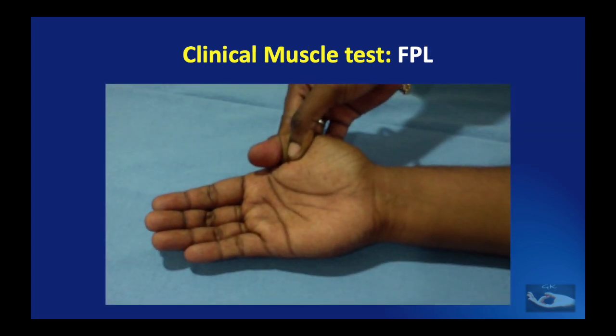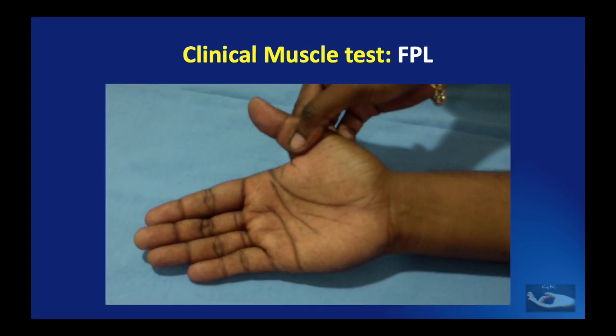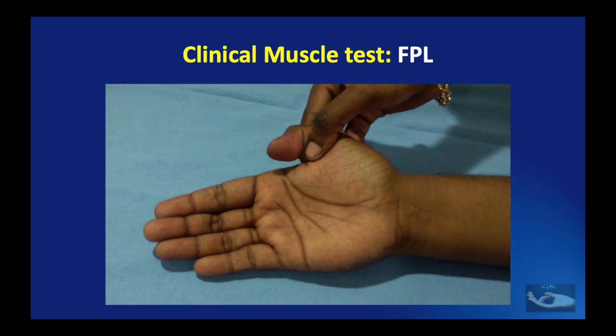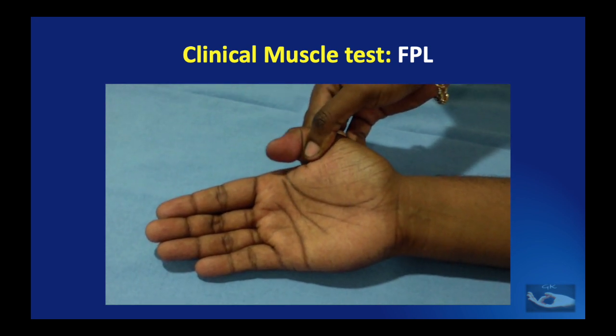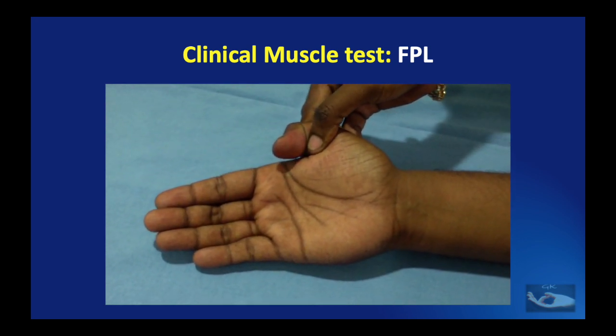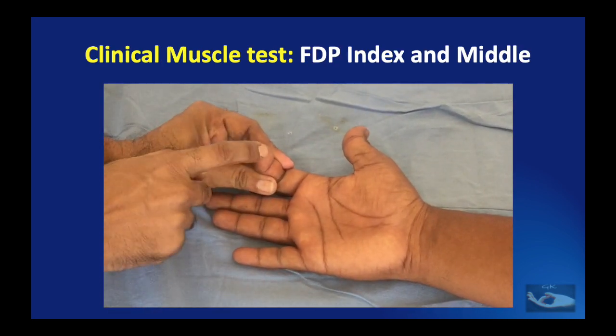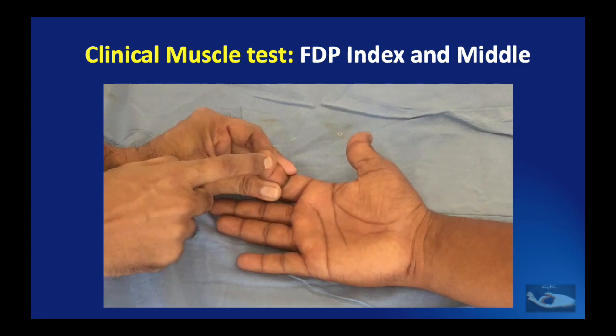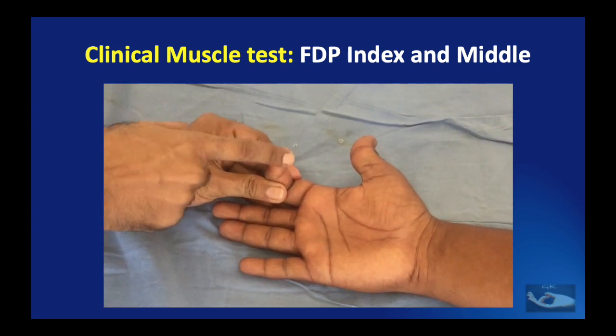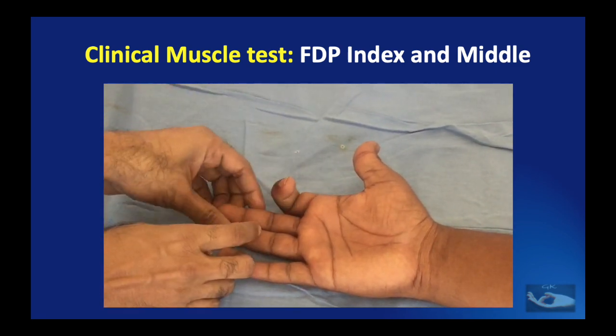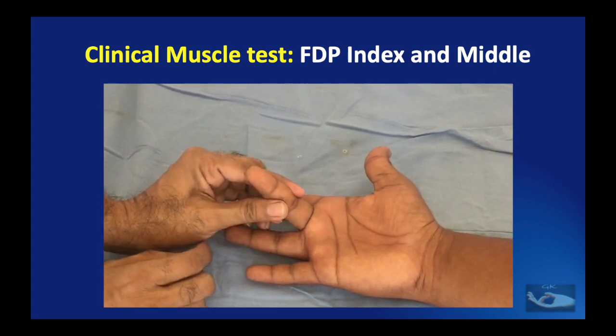The flexor pollicis longus muscle can be tested by supporting the proximal phalangeal region of the thumb and asking the patient to actively flex the interphalangeal joint. The flexor digitorum profundus of the index and middle fingers can be tested by stabilizing the middle phalangeal region of the fingers and asking the patient to actively flex the distal interphalangeal joint.